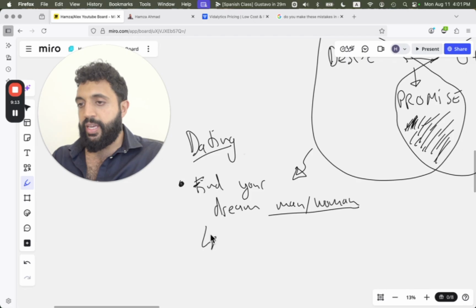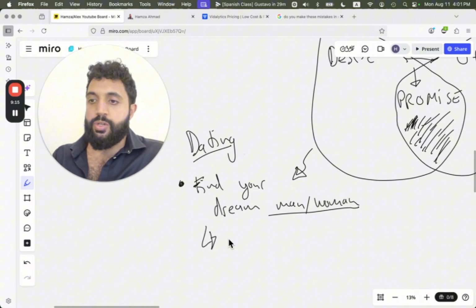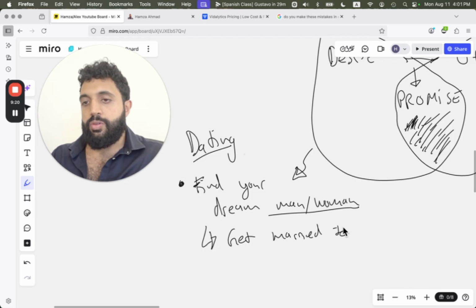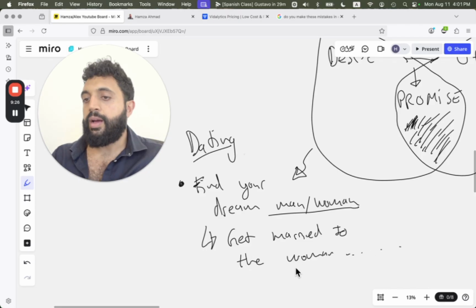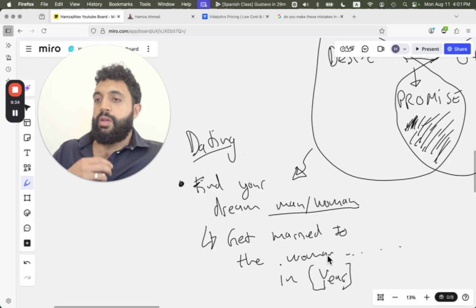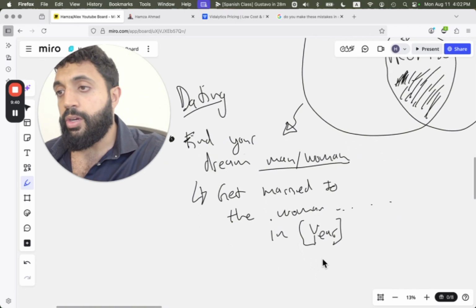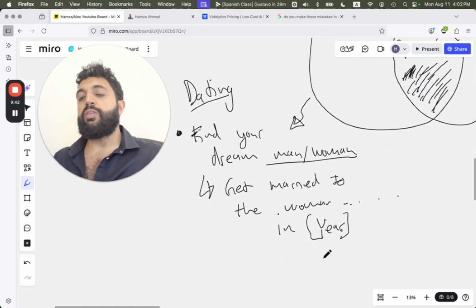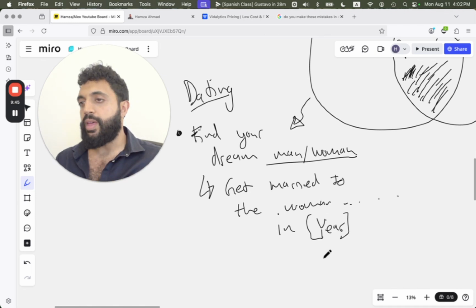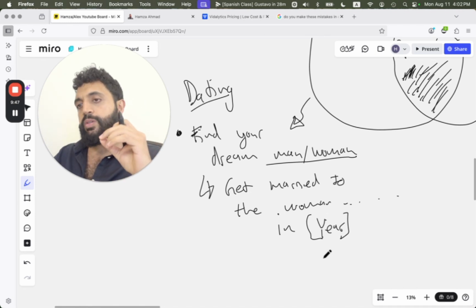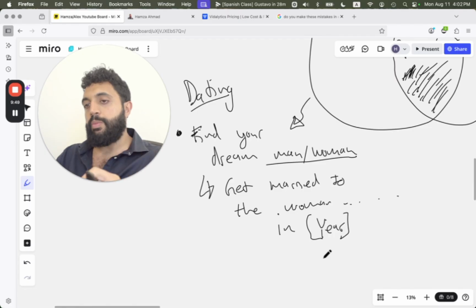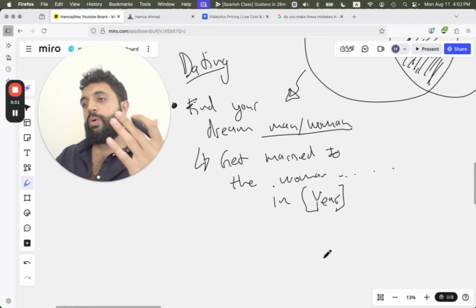You may be able to articulate this promise in different ways too, like get married to the woman of your dreams in X period of time, or get engaged. Whatever it is, you're tapping into that desire for companionship, which isn't going to go away. As marketers, we can only channel desire. We can't create it where it didn't already exist. So we want to channel that desire into a promise that we can back up with our own product.